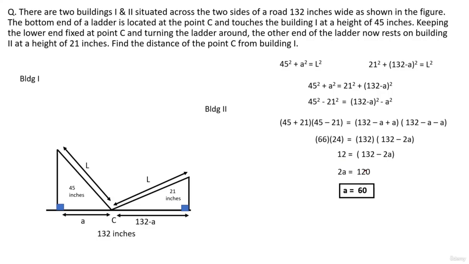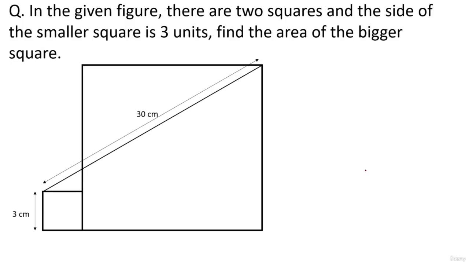As simple as that. In the given figure, there are two squares and the side of the smaller square is 3 units. Find the area of the bigger square. Okay, you can again pause the video and try it out, and you can resume it to look at the solution. All right, so what we'll do is we'll start by assuming the larger square's side as a units.